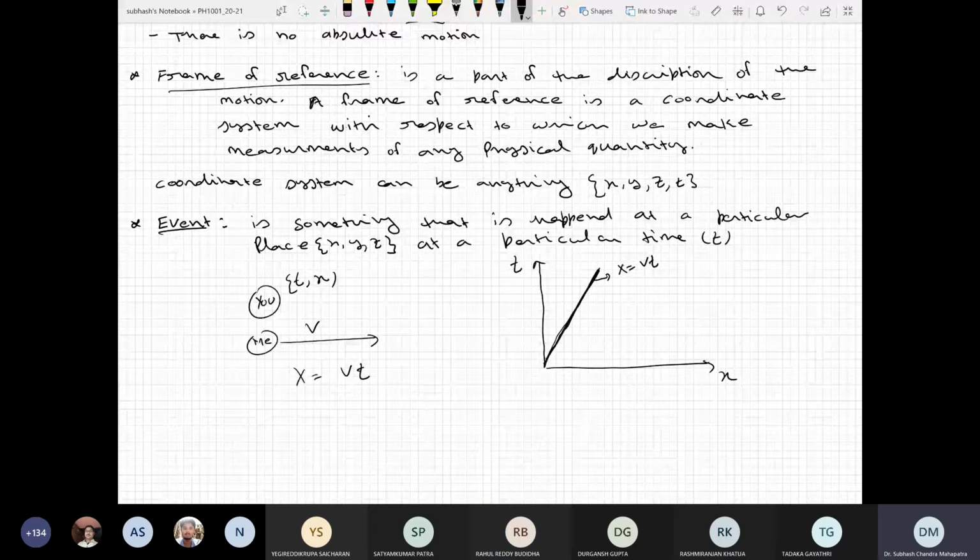Now what would be the line of your motion? Well, you are at rest. Your x is not changing, but your t is changing. So the line of your motion would be this red line. You are measuring your motion, and according to you my motion is this tilted line, x is equal to vt.